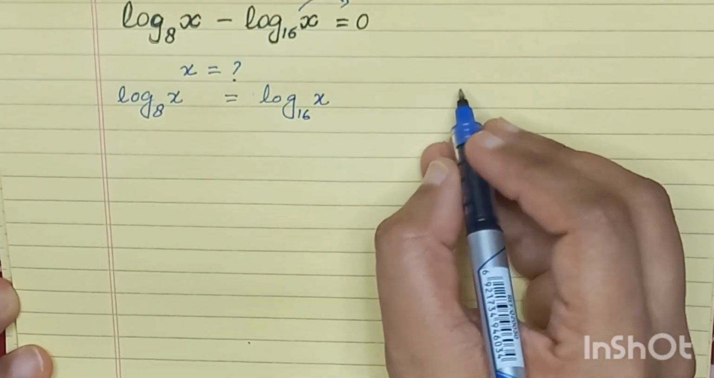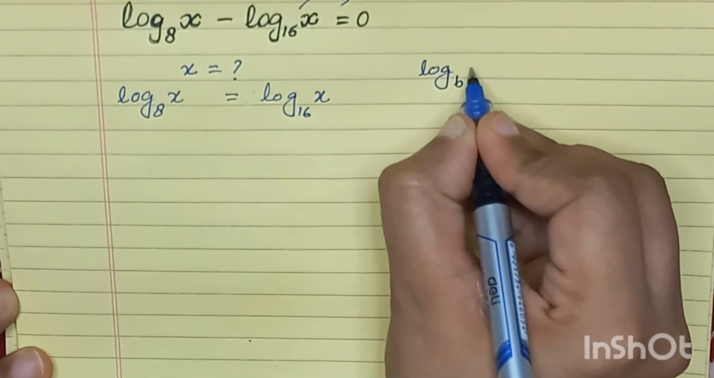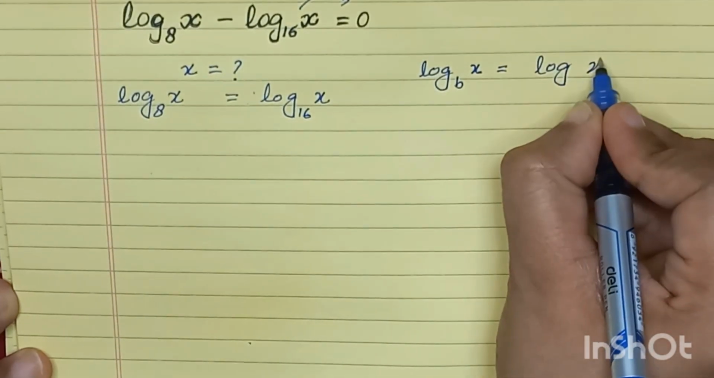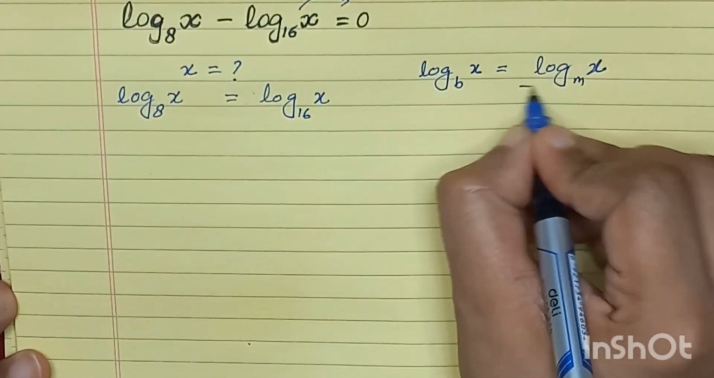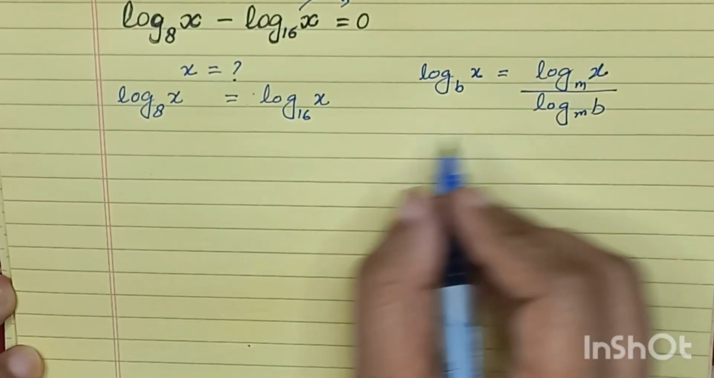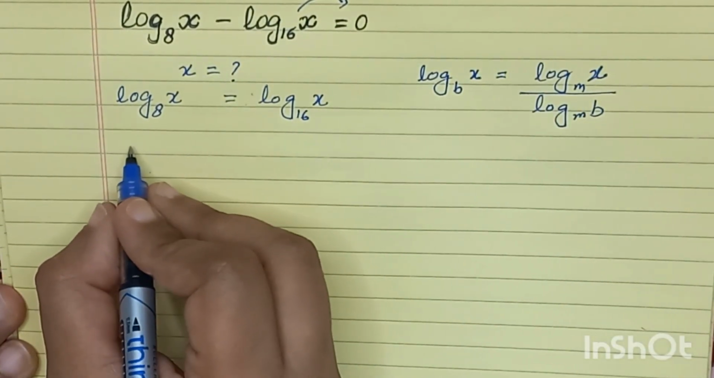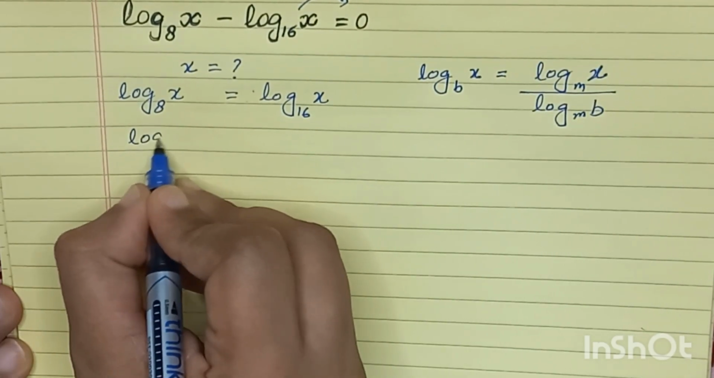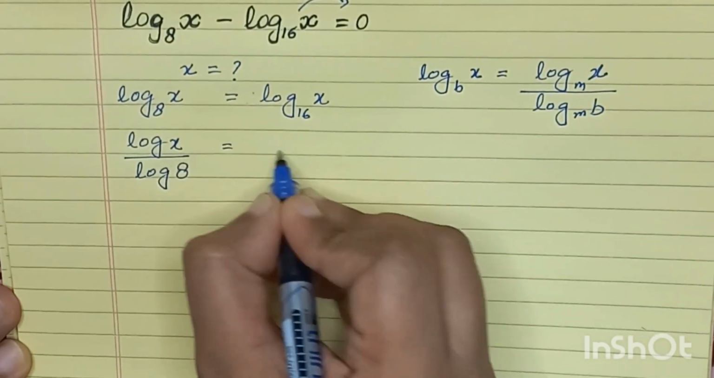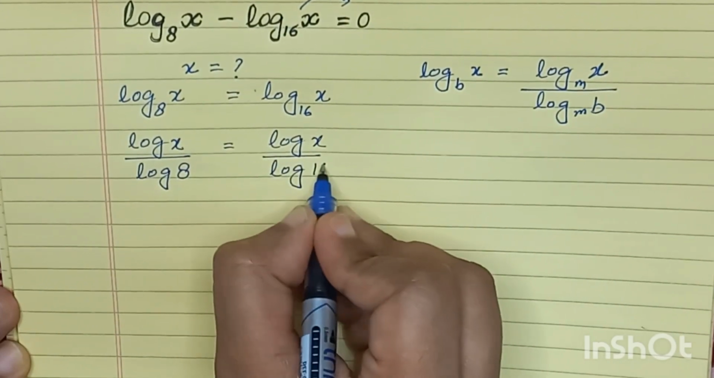Now by using the logarithmic rule, which is log b of x is equal to log of x base m divided by log of b base m. So according to this rule, it will become log of x divided by log of 8, which is equal to log of x divided by log of 16.